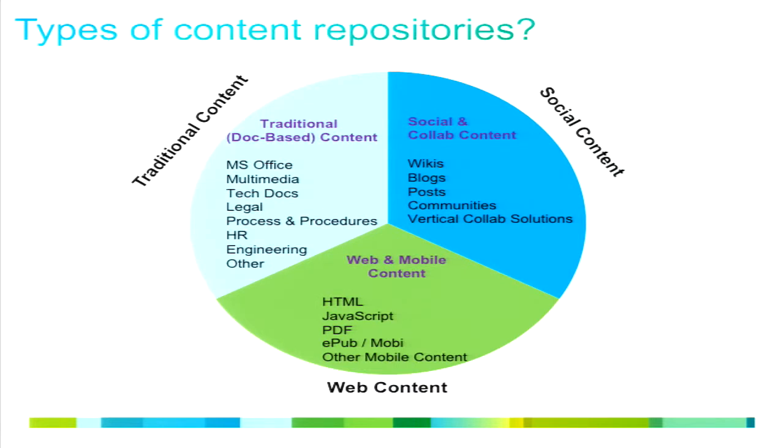Then we have social and collaboration content, wikis, blogs, posts, communities, and then some vertical collaboration solutions in that space. And finally, we have web content, web and mobile. We kind of think of it in those terms. So obviously some HTML, JavaScript, and then things that are intended to be web consumables. So PDFs created from those Office documents, EPUB and Mobi for reading in mobile readers, and other kinds of mobile content. So we kind of divided it up this way.